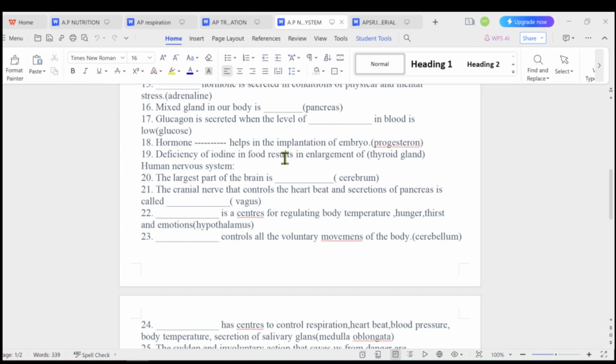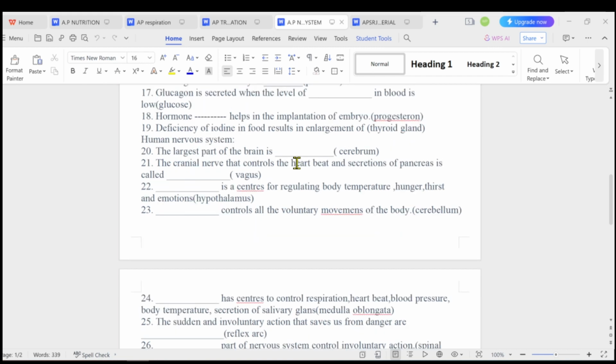Deficiency of iodine in the food results in enlargement of the thyroid gland. So, if there is iodine deficiency, the thyroid gland will be enlarged. Why? Because, as I discussed before, the thyroxine hormone is helpful for the metabolic activities of our body.